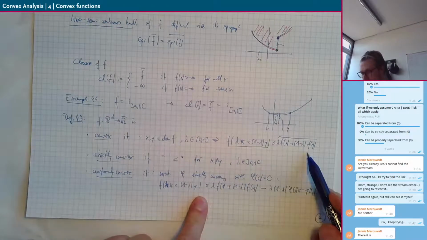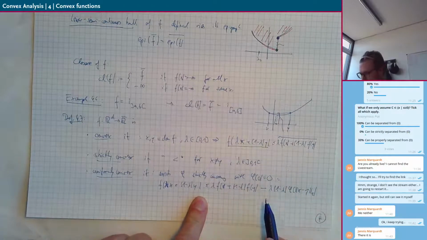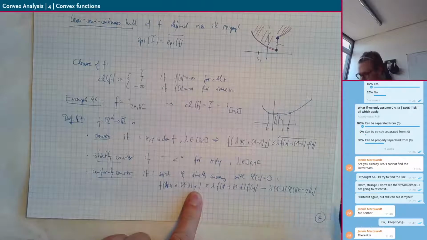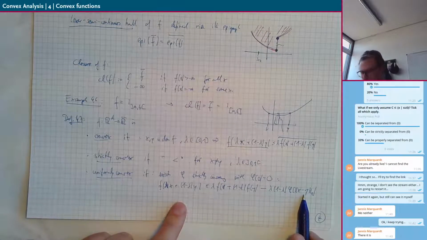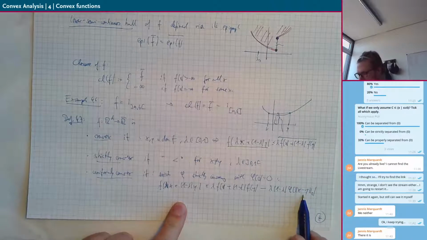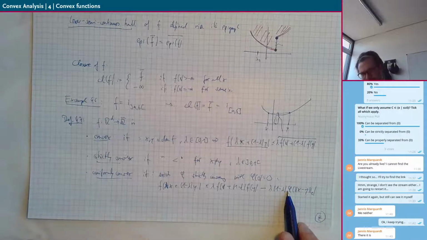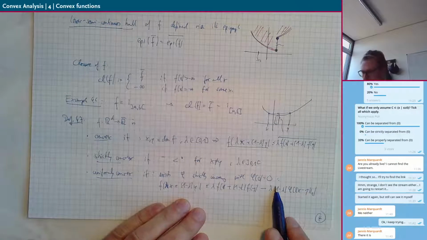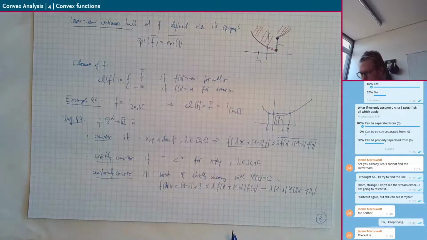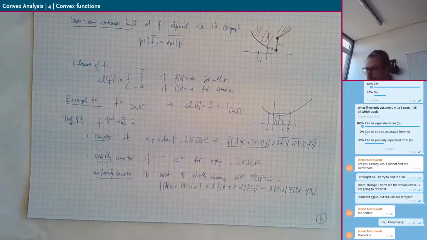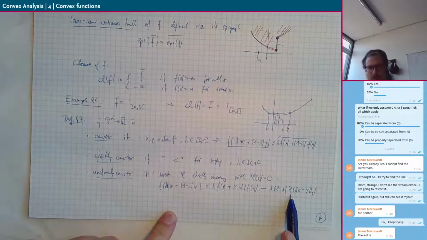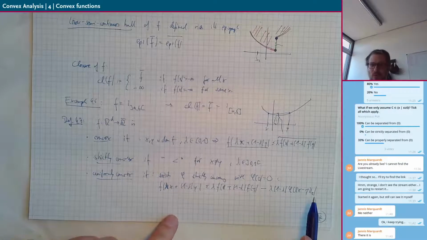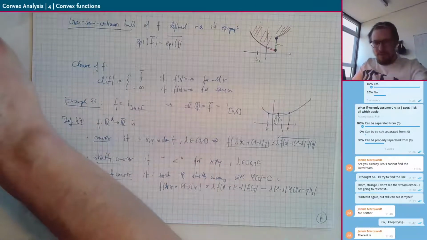So it's even more than strict convexity. If this is true, we see that we always have strict inequality as soon as x is not equal to y, because then this is non-zero in here, so the phi is actually positive, and we really subtract something as long as lambda is not at the boundaries, and we do so uniformly. No matter where x and y are, there's something which we always subtract, which depends only on the distance between x and y.